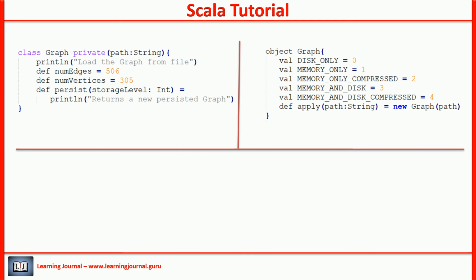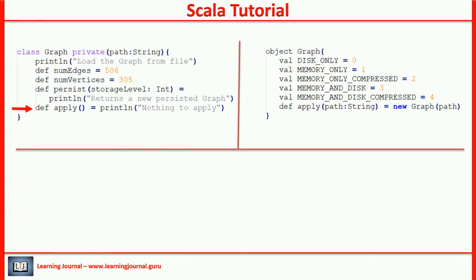I just want to make one more point about the apply methods. As I mentioned earlier, you can define apply methods for a class as well as for an object. In our example, we defined the apply method at the object. We can also define one more apply method at the class level. The purpose and the use of these two apply methods are completely different. Let me explain it with an example.